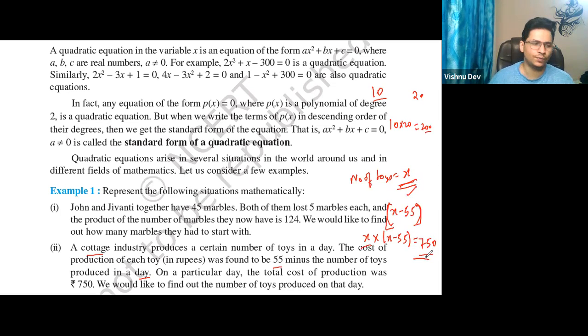So this is the expression. This is the equation. Okay, got it? And this was related to quadratic expression. But why can't we take it only as X minus 55 is equal to 750, sir? देखो, because that is the cost of one. It is written the production of each toy, right? है ना? Yes, sir, understand. Okay, right, got it?